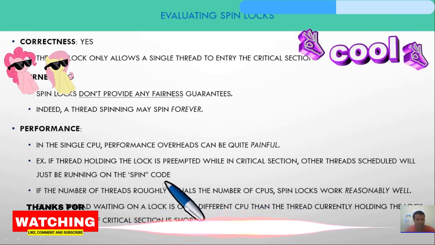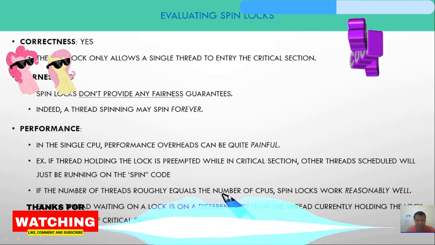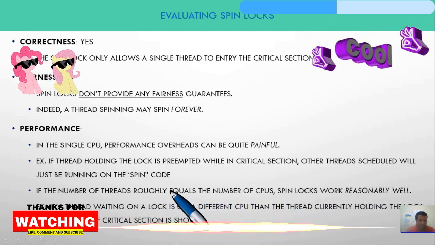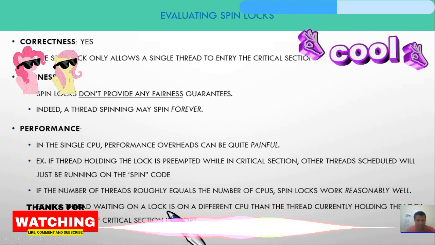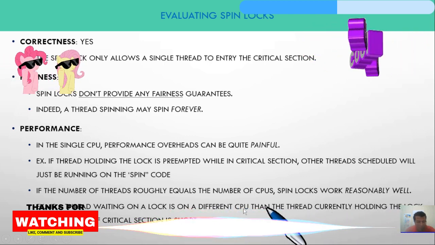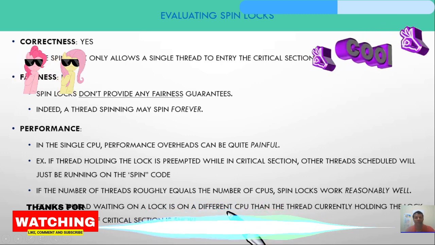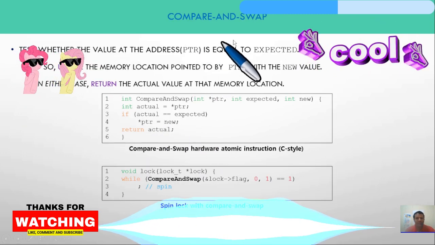on the spin lock. If the number of threads roughly equals the number of CPUs, spin locks work reasonably well. For example, if a thread waiting on a lock is on a different CPU than the thread currently holding the lock, then there is no issue if the critical section is short. So these are some of the ideas.